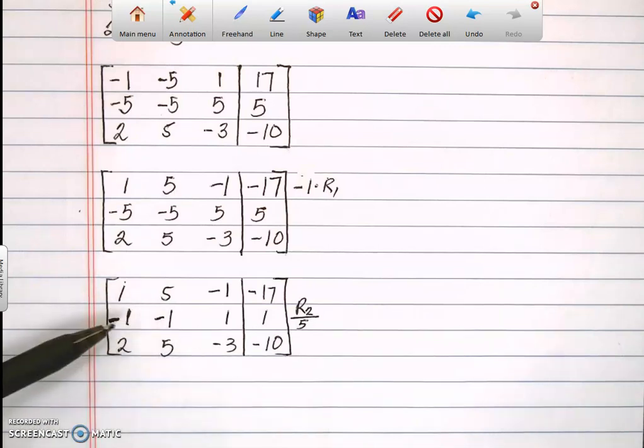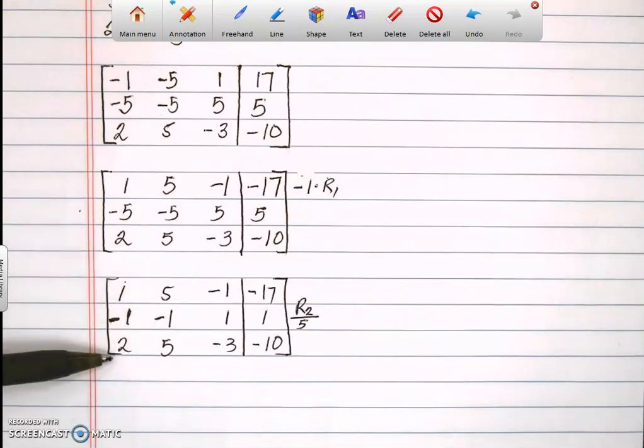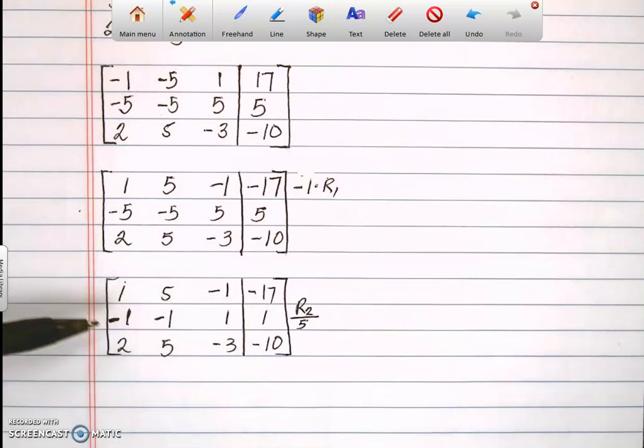So the first thing that I'm thinking is to make this a 0. And very good. If you're thinking of row 1 plus row 2, then you are right. In order for this to be a 0, we're going to add row 1 and 2. For the meantime, we're not changing row 1 and row 3 because this is what we want to change. We want this to be a 0.